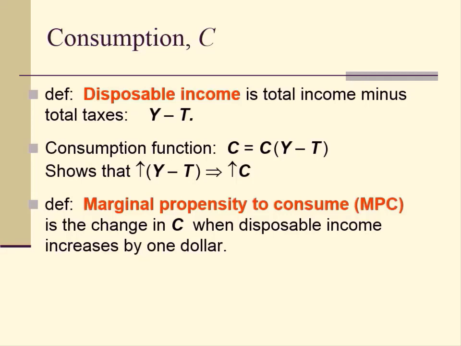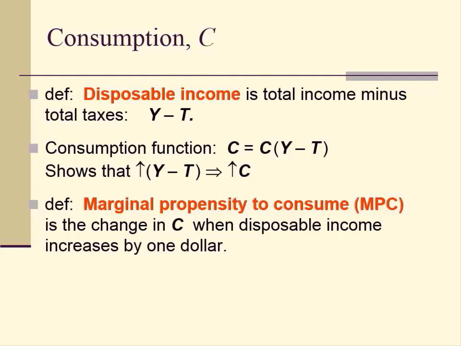First, consumption, C. We define disposable income as the total income minus total taxes. That is the income that you actually can use yourself. The consumption function, C of Y minus T, disposable income, shows that as disposable income Y minus T increases, consumption increases. That is, if you have more income that you can actually spend, you can consume more. And we define the marginal propensity to consume, MPC, as the change in C when disposable income increases by $1 or 1 unit.